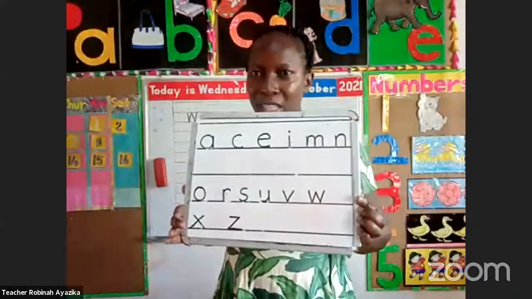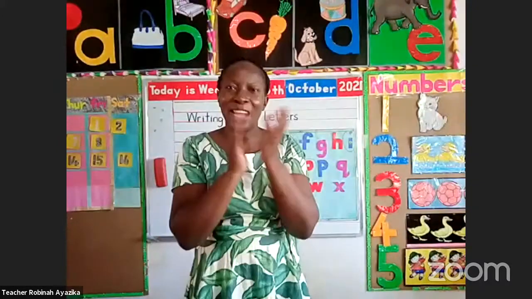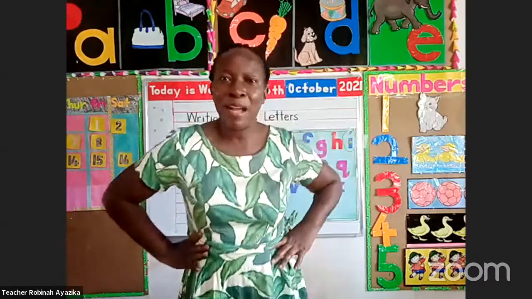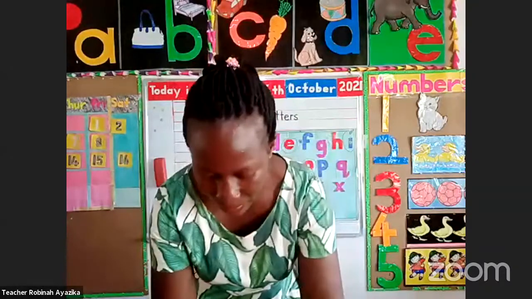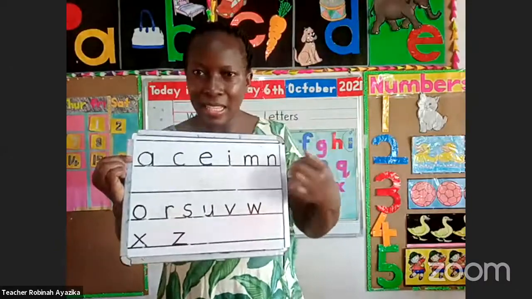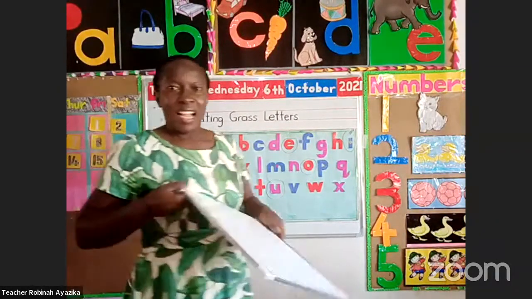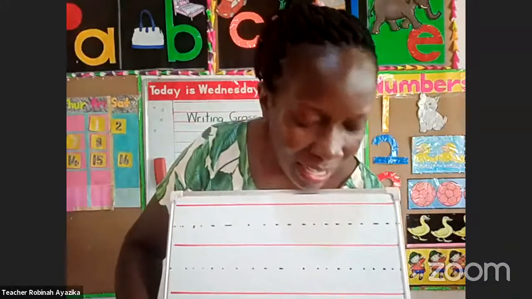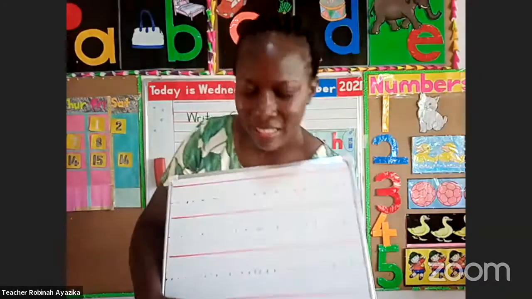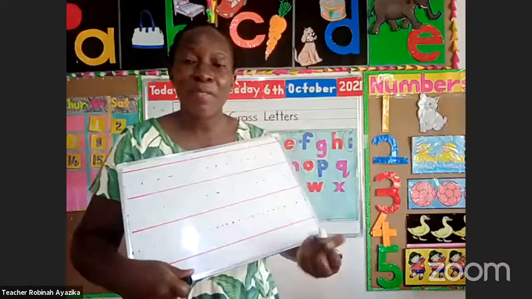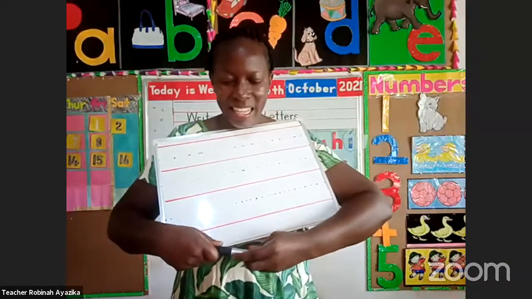And I want you to get your books. I'm going to show you how we write the grass letters. All of you who have answered, lovely and nice. Get your book, get your pencil, get your rubber ready. We are going to write the grass letters. I want to see those who are ready. If you're ready, you can even write in the chat and say, teacher, I am ready. Are you ready? Yes, teacher.